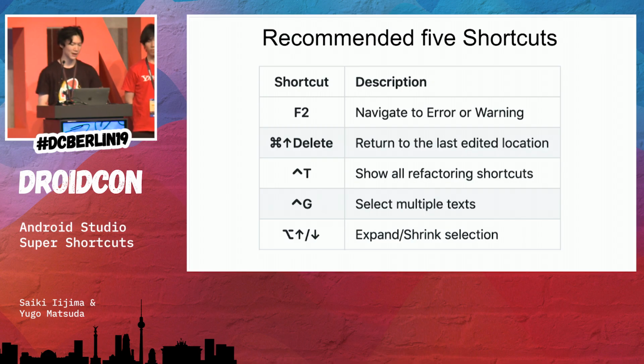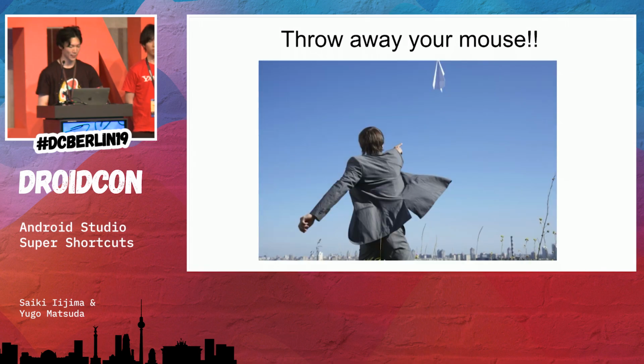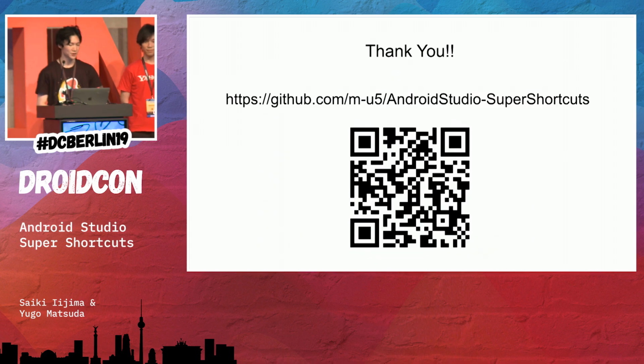So today, you learned that using shortcut is faster than using the mouse. After that, throw away your mouse and use a shortcut every day. By doing so, you will be super, ultimate, high-speed engineer. We have finished the presentation.